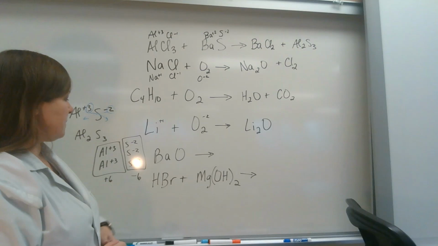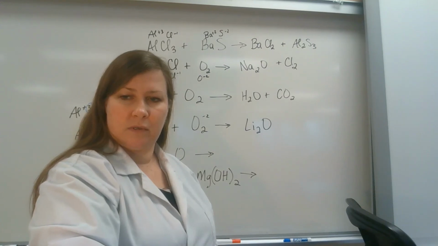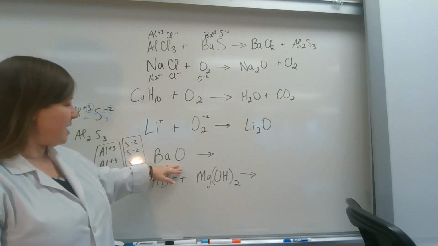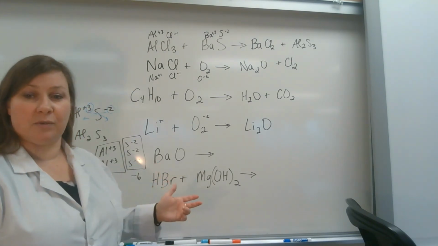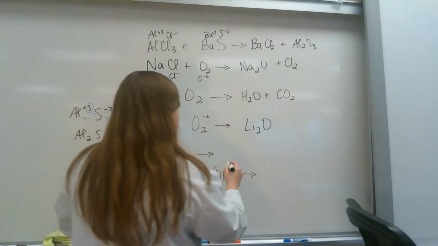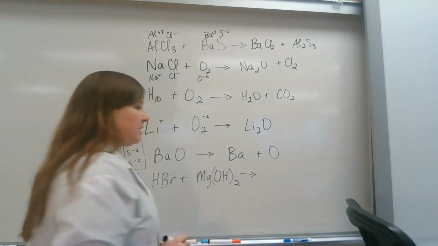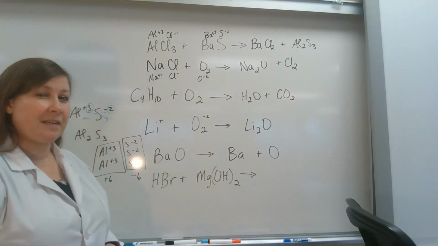In this one we have BaO, and BaO is one compound. The only thing it can do is split up. So it's going to split up into Ba, barium, and oxygen. Right? Is that right? Something's wrong with that. What's wrong? Oxygen is diatomic, so that needs to be O2.